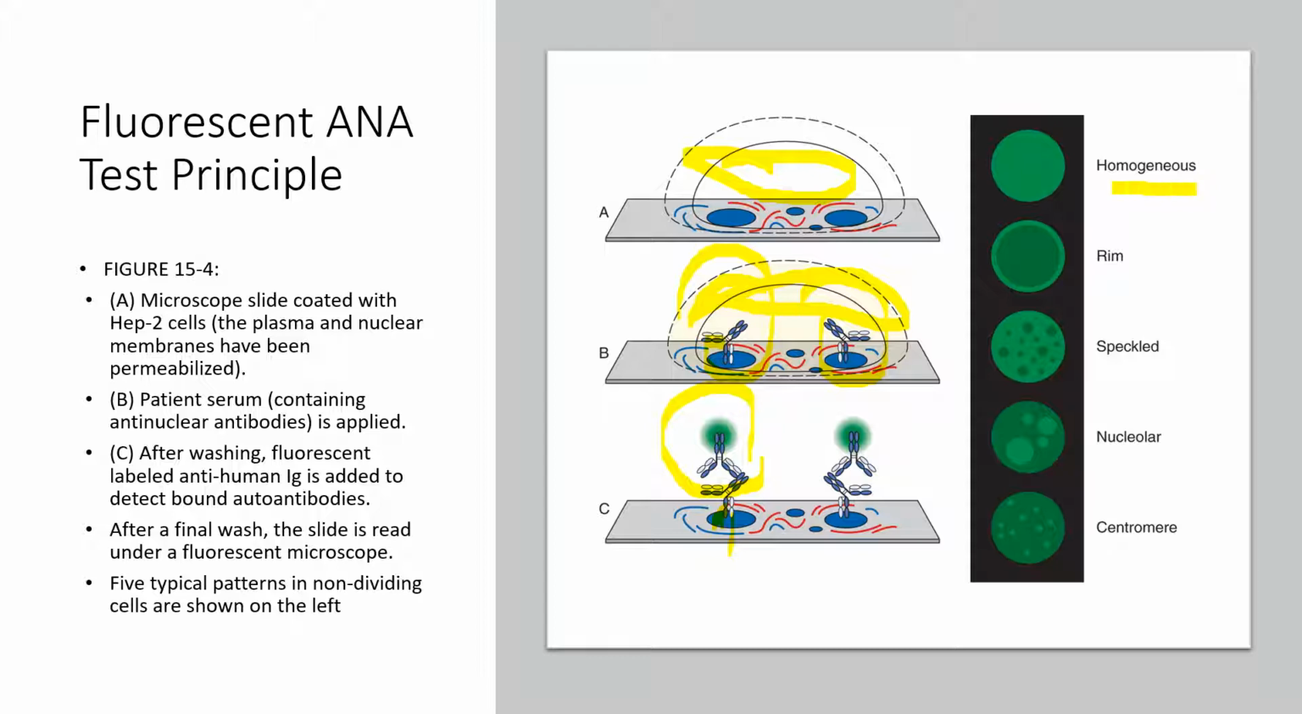The homogeneous pattern is fairly self-explanatory. The entire cell is glowing. Rim, speckled, nuclear, and centromere should be rather obvious from your anatomy and physiology, but they represent the specific cellular organelles and components that the antibody has a specificity for.